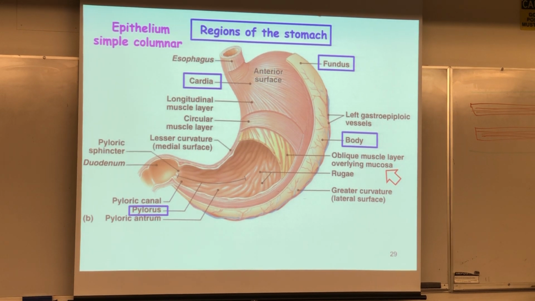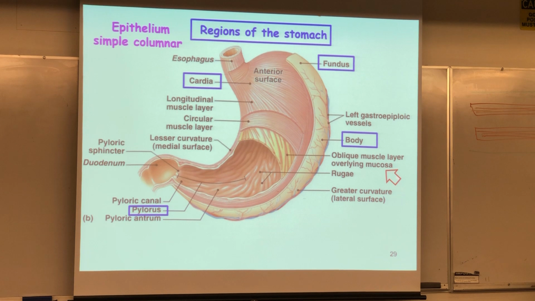I know there's two layers to the muscularis externa. What are those two layers again? What are they called? You guys remember what the layers of the muscularis externa are? Longitudinal, circular, yes. Longitudinal and circular. But there's a third layer for the stomach. It has three, not two.